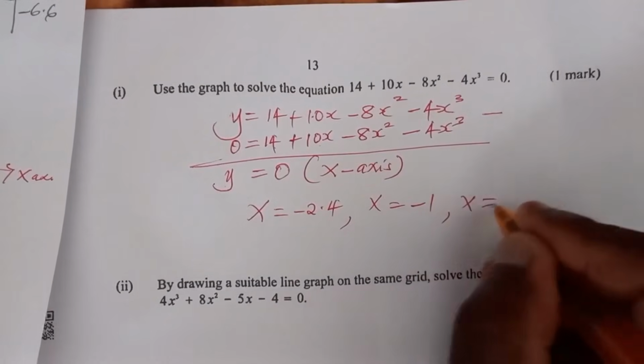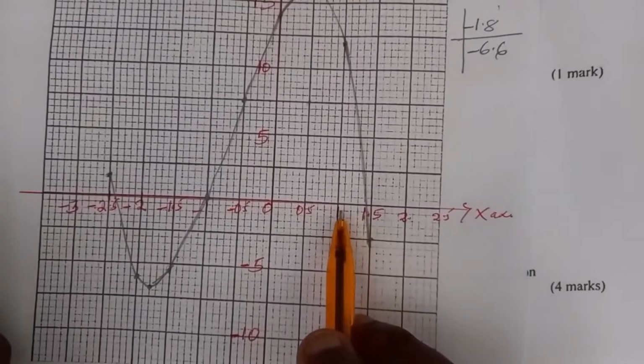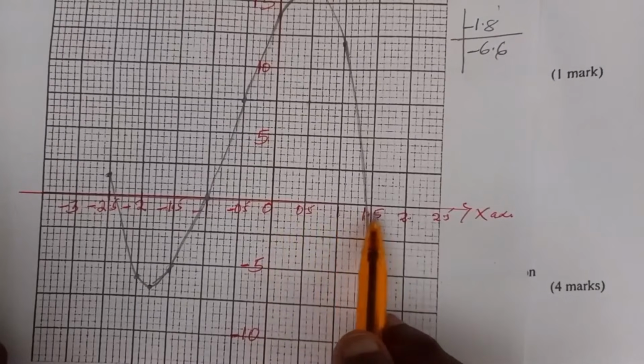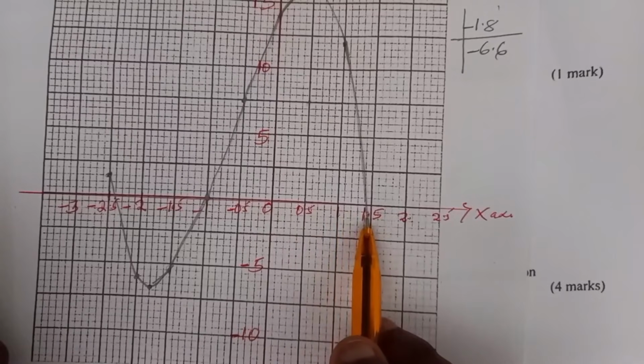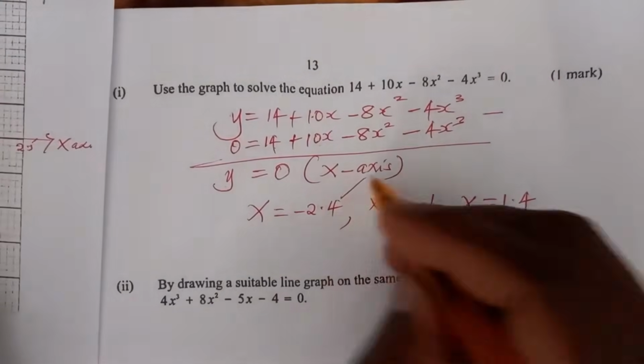And then there is still another one. So there is this one. This is a 1 point. Remember, the size of one small square is 0.1. So this is 1.1, 0.2, 0.3, 0.4. So this is 1.4. So these are the solutions.